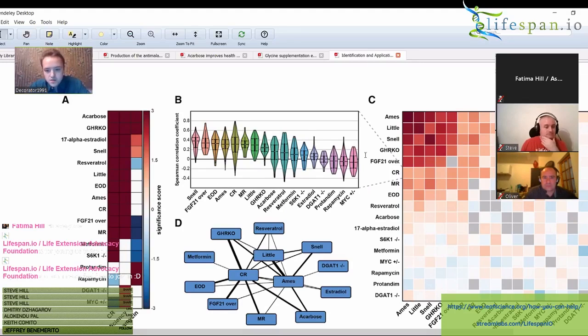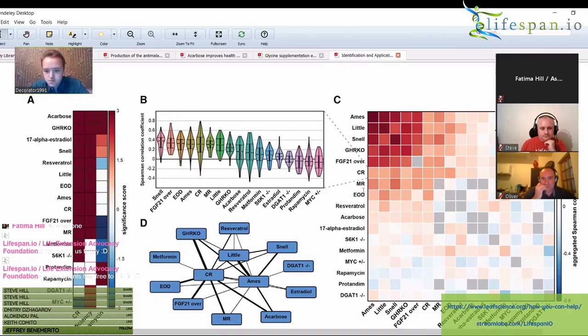And then the idea is to do it for all comparisons of interventions you can imagine. And this is panel C. So the same analysis is done for all versus all. And here every square represents the median correlation coefficient between every pair of interventions.